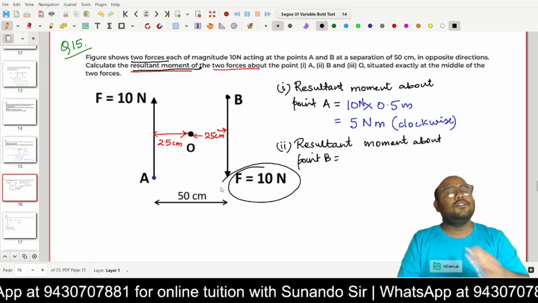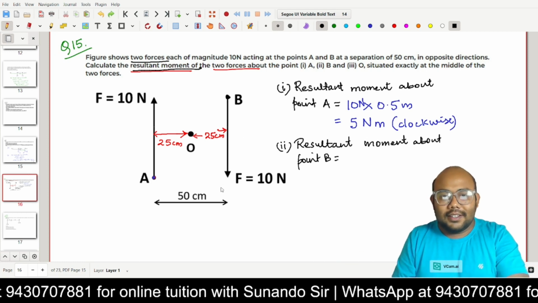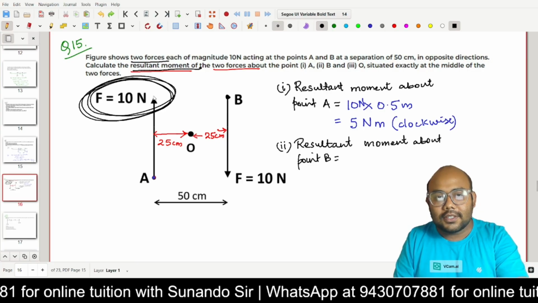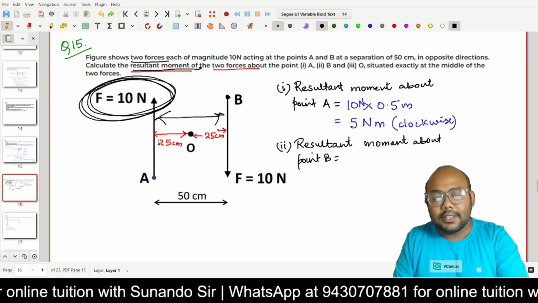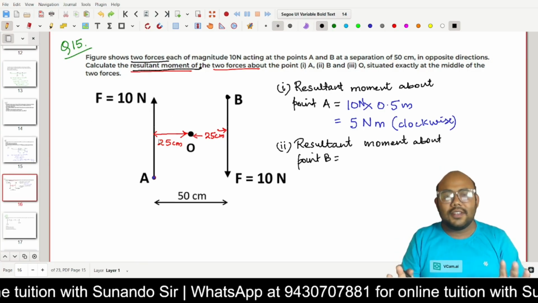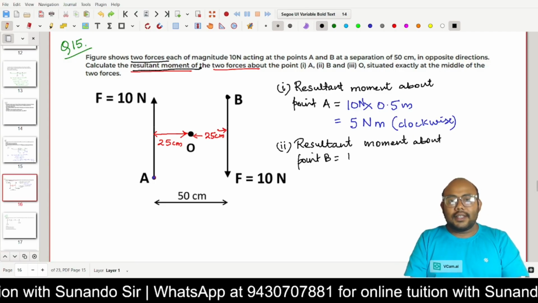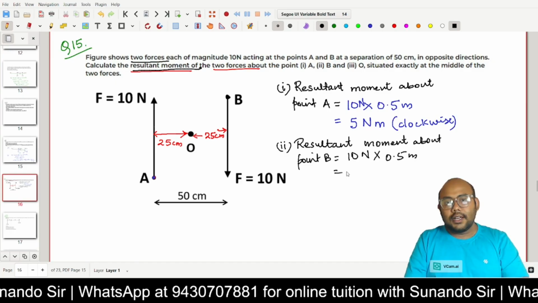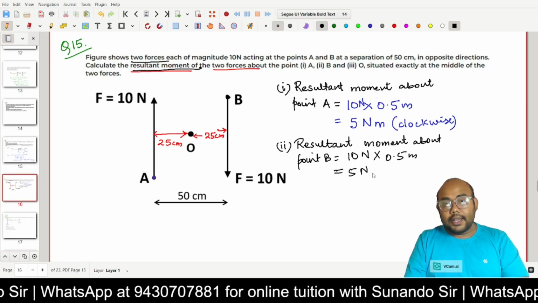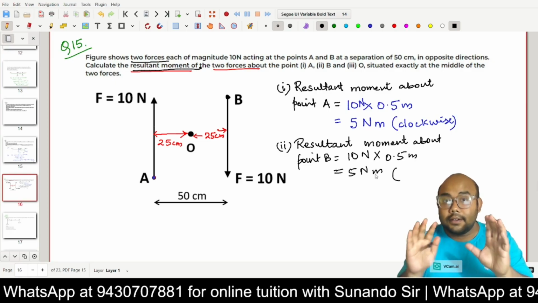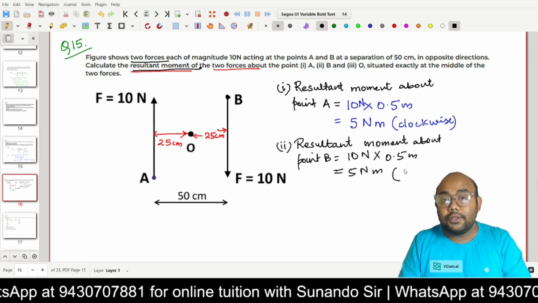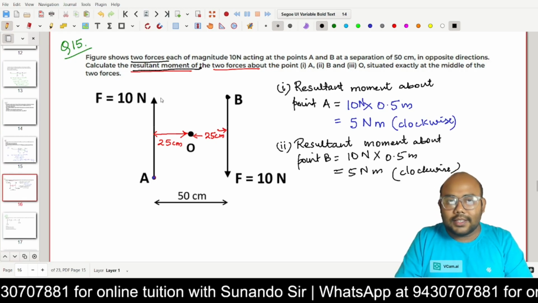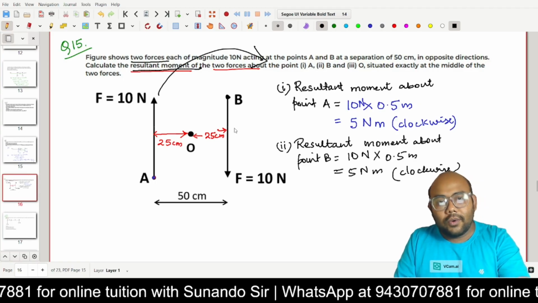So this 10 Newton is not going to produce any moment, but this 10 Newton is going to produce moment about point B because this is at a separation of 50 centimeter one side. Very similar to the first part. So it is again 10 Newton multiplied with 0.5 meter, and again it is 5 Newton meter, but see which force is producing where. Clockwise again, because this is also going to produce clockwise moment.